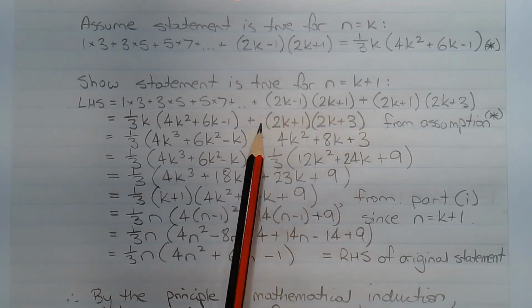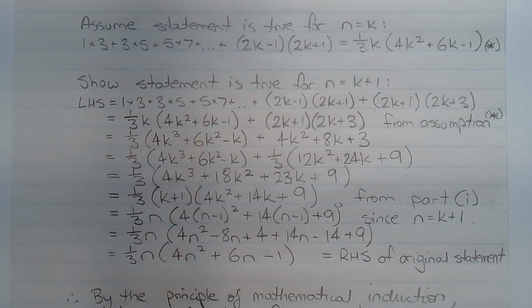Now, expanding the brackets here and multiplying through by k, just leaving the 1/3 outside the brackets, that's equal to 1/3 outside of 4k cubed plus 6k squared minus k plus 4k squared plus 8k plus 3. Now, factorising out 1/3 from these three terms, left-hand side equals 1/3 multiplied by 4k cubed plus 6k squared minus k plus 1/3 outside of 12k squared plus 24k plus 9.